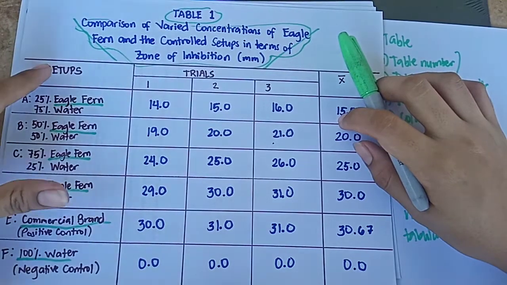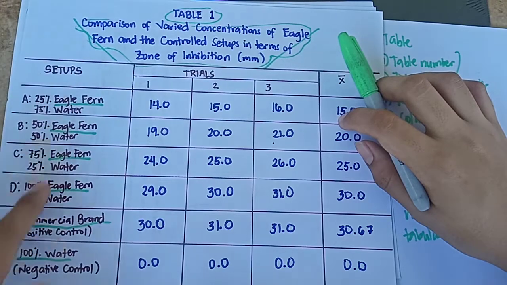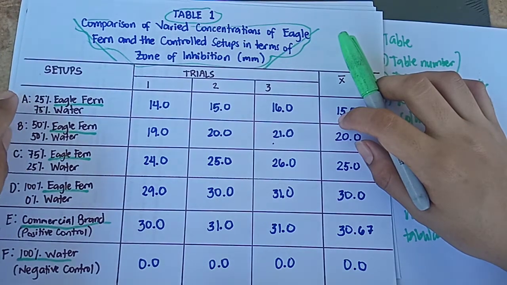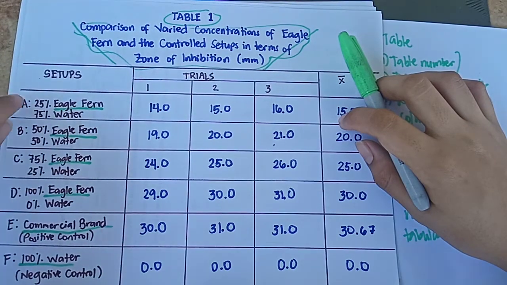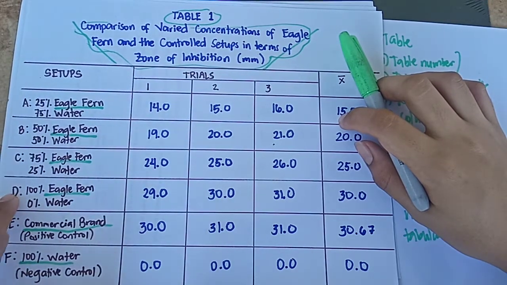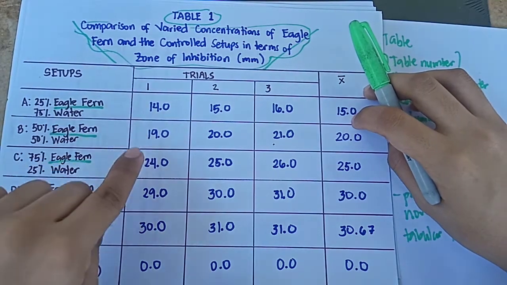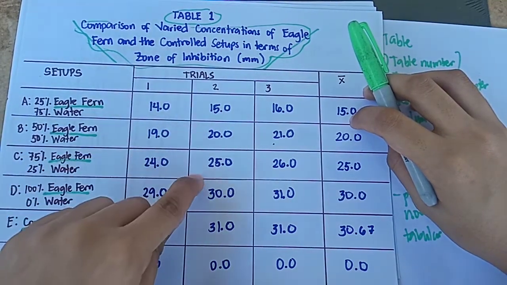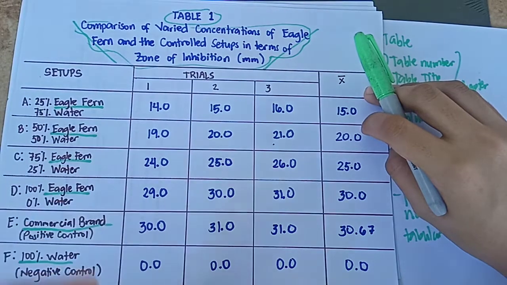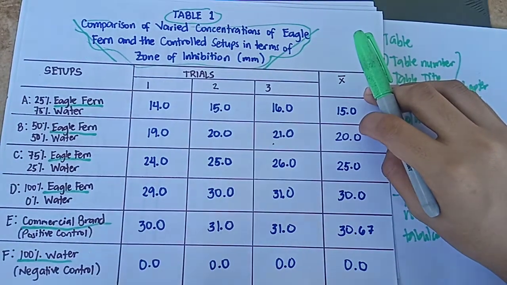So, meaning to say, there is a variation of the independent variable. And as you can see, as the concentration of eagle fern increases, the zone of inhibition also increases. Meaning to say, the more concentration of eagle fern you add, the more effective the product and the larger the zone of inhibition it creates.